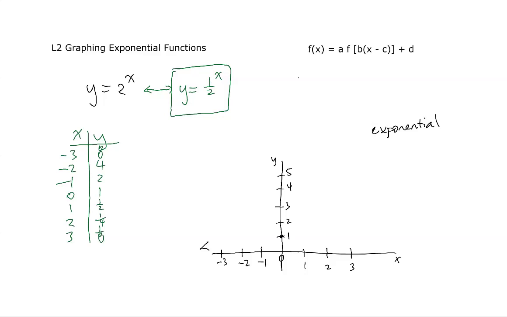So if we were to graph this, negative 3 and 8 way up here, negative 2 and 4 over here, negative 1 and 2 right there. There's 0 and 1, and then 1 and a half, and then 2 and a quarter, and then 3 and then an eighth. So hopefully you're going to draw the line of best fit, just like how we did in the first one. I didn't say that, but I think you guys knew what I was doing.